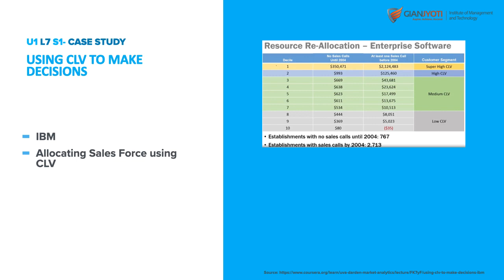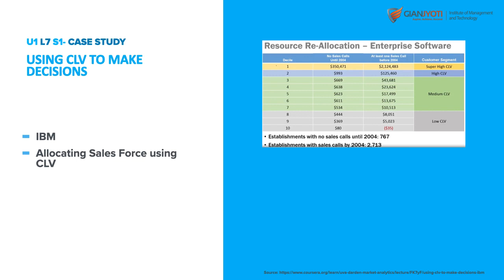Establishments with no sales calls until 2004 total 767. Establishments with sales calls by 2004, 2,713. That means they had made calls to 2,713 establishments for this enterprise software, whereas they didn't make any calls to 767. And this is the division they have divided into super high CLV, high CLV, medium CLV, and low CLV.